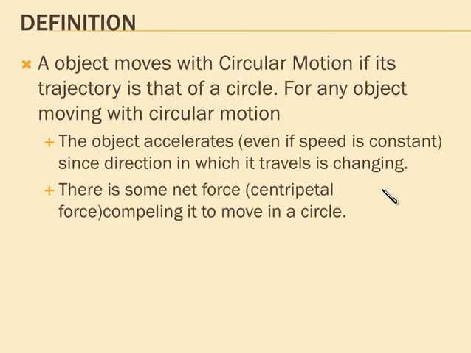Obviously, if an object is accelerating, there must be some net force acting in the direction of that acceleration. And so that net force we're going to call centripetal force. Likewise, the acceleration is centripetal acceleration. So when an object moves around in a circle, the net force making it go around in a circle is called centripetal force, and it's making the object undergo centripetal acceleration. So that's it for this video.